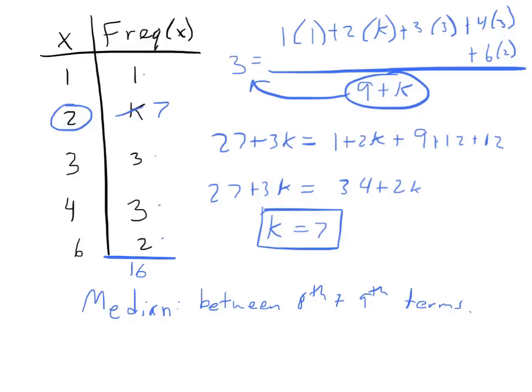Okay, so what are the 8th and 9th terms? Well, you've got the first term here, then you've got the 2nd through the 8th terms here. Here you'll have the 9th through the 11th terms, and I can stop right there. I can tell that the 8th and 9th terms will be 2 and 3, which means the median is supposed to be 2.5.